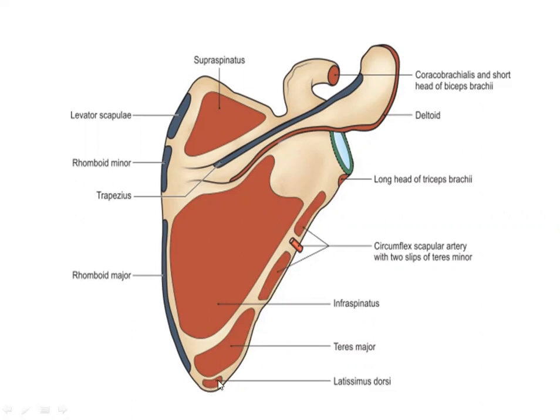Then in the inferior angle there is the latissimus dorsi muscle origin. In the lower part of the medial border of the scapular bone there is the rhomboid major muscle insertion. Then in the upper part of the medial border there is the rhomboid minor. Above the rhomboid minor there is the levator scapulae muscle insertion. Then this is the capsule of the shoulder joint.